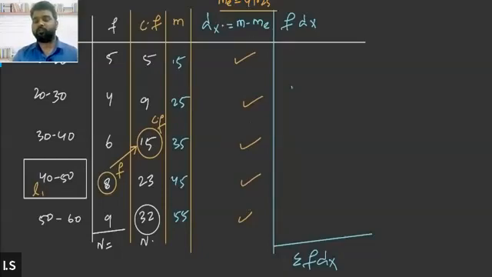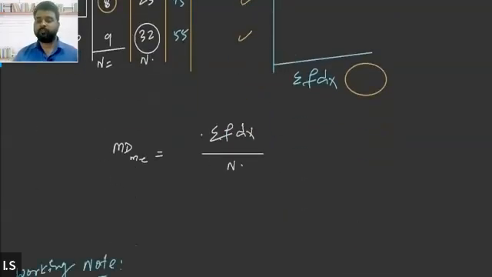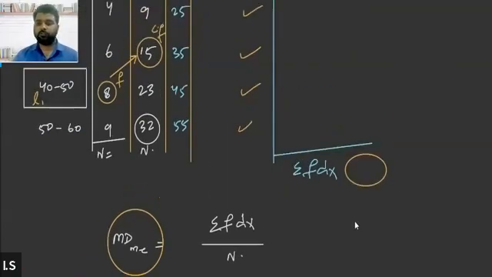And whatever value you get in the dx, you just need to multiply it with the frequency to find out the fdx. And after finding out the fdx, you just need to total all the values and put it into the formula to figure out the value of the mean deviation. Got it? Will you be able to solve it? Yes, sir. Okay. So I'm giving you this as homework, just try to solve it.